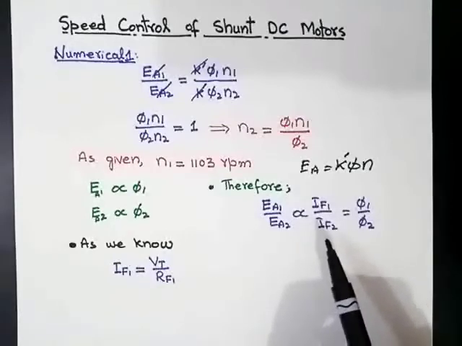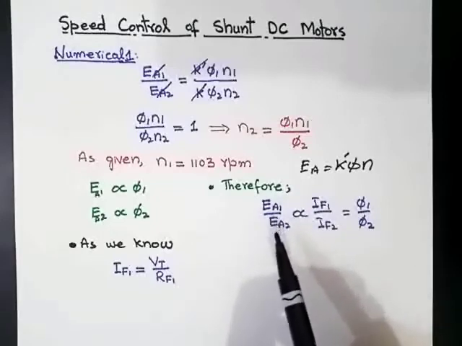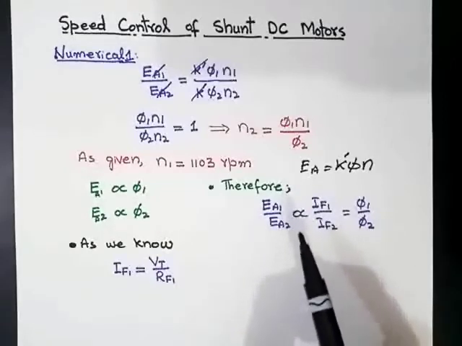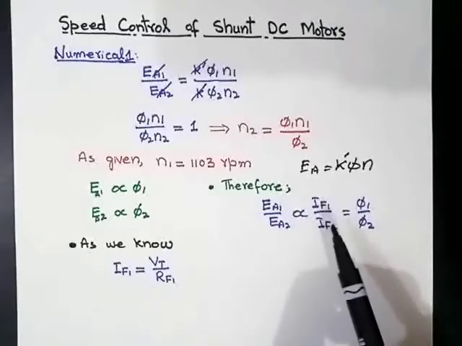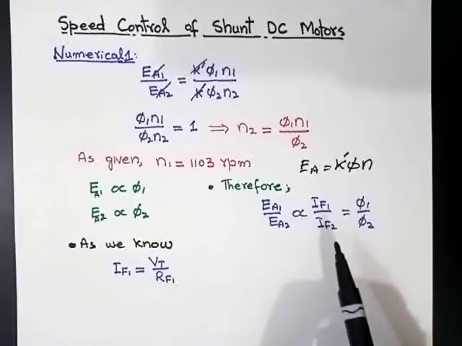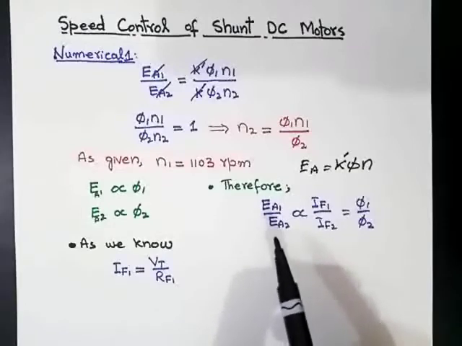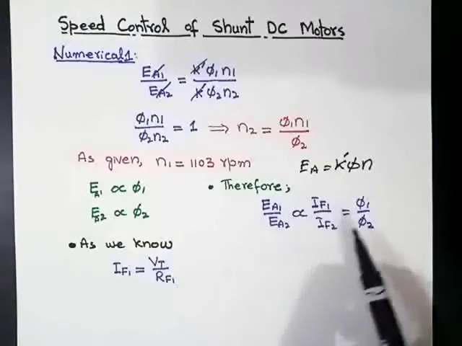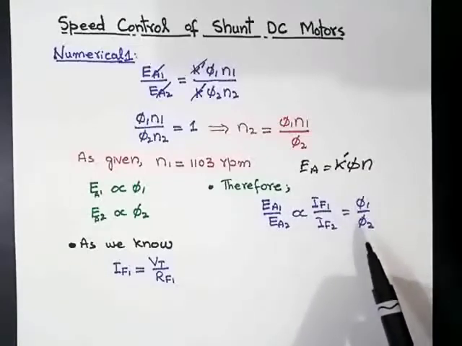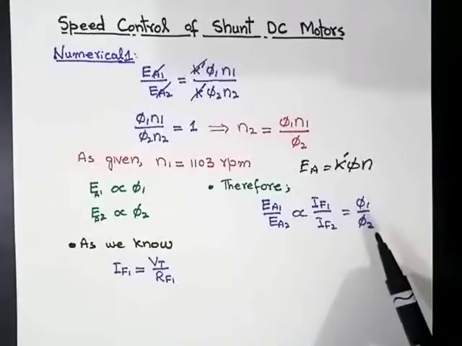Then by using this value we can calculate the value of EA1 and EA2 by using the magnetization curve. So first of all we will find the value of field current IF1 and IF2. Then from magnetization curve we will find the value of EA1 and EA2. After calculating the value of EA1 and EA2, putting in this equation, we can find the value of flux 1 over flux 2. This is the solution of this particular problem.